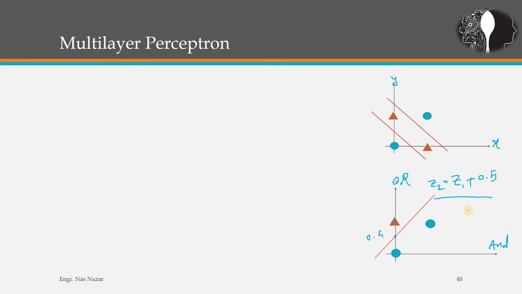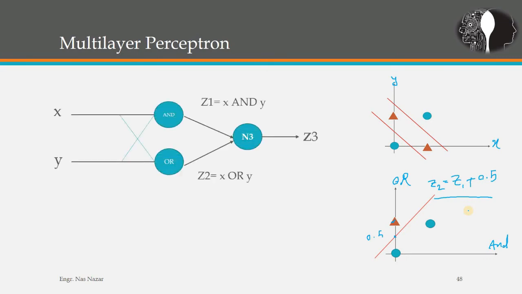So let's take a look at this block over there. These are our inputs. The thing which we did here was first take the AND and OR of them. In previous sessions, we already saw what the equations for AND and OR are and how we can show them with a simple neuron. Now we are moving to another layer. This layer is our N3. Here we have two lines, Z1 and Z2. Z1 is X and Y, Z2 is X or Y.